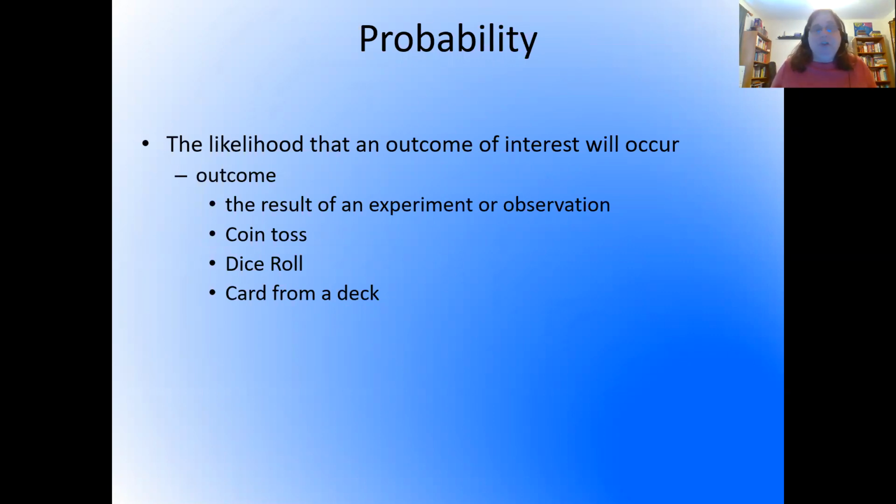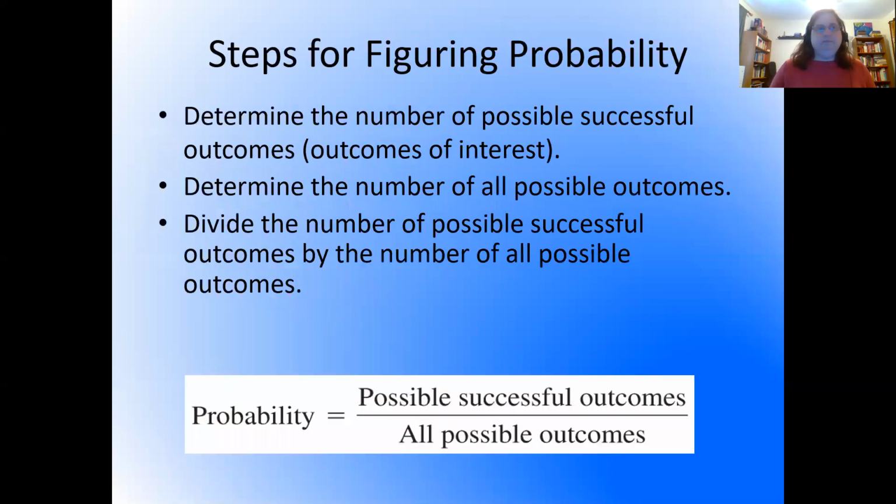Okay, so what's an outcome? It could be the result of an experiment or observation. It could be a coin toss, heads or tails, a dice roll, or a card from a deck. So how do we determine probability? How do we figure it out?